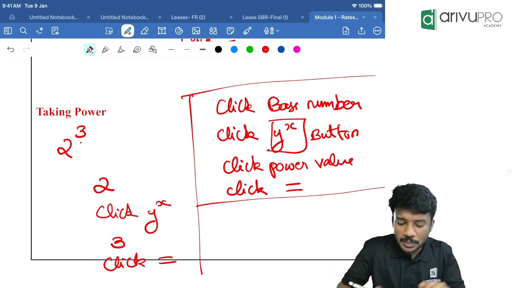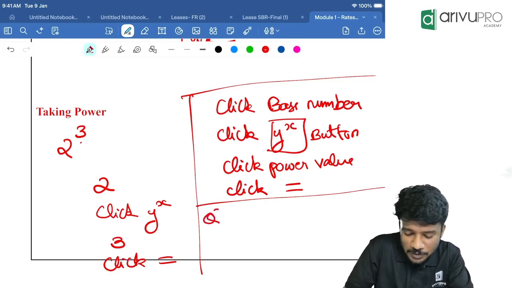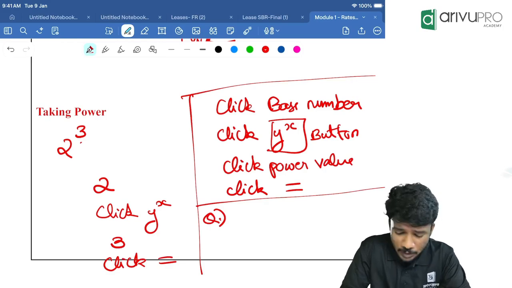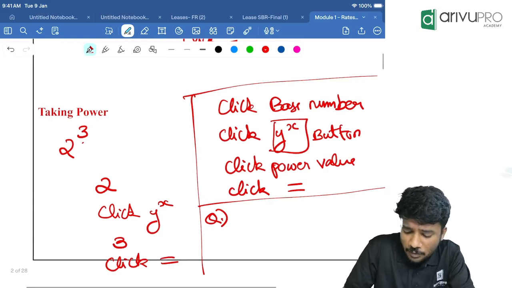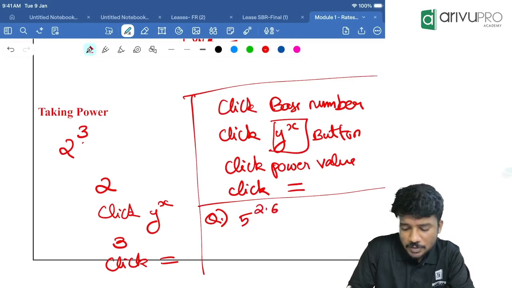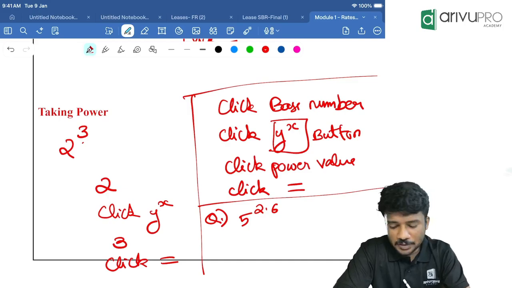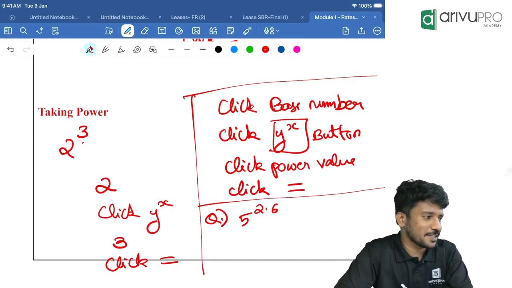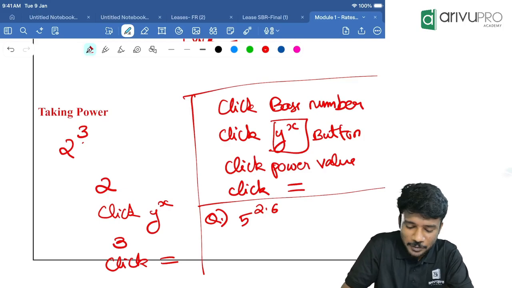Now you should get me the answer. First one for the first person, say Kanishk: find me the value of 5 raised to 2.6. Directly I am going for fractional decimal right in front of you. How will you find 5 raised to 2.6?